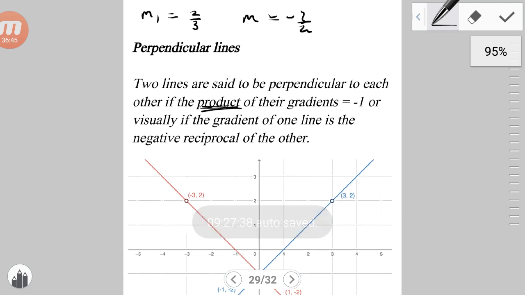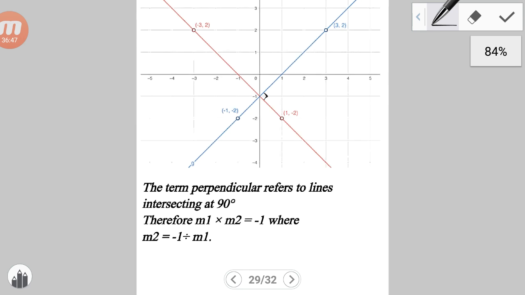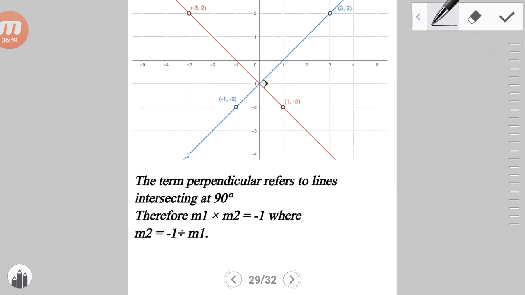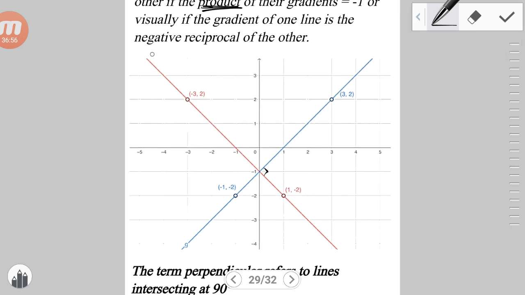Before we get to that, what does the term perpendicular mean? It says here that the term perpendicular refers to the lines intersecting at 90 degrees. So clearly on the graph here you can see a red line and a blue line, and this blue line here is actually intersecting with the red line at exactly 90 degrees.